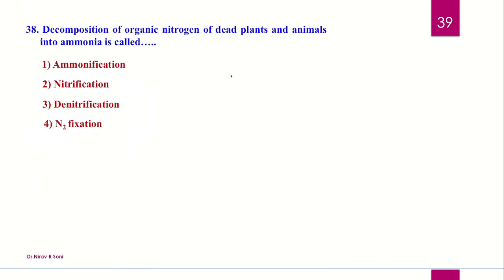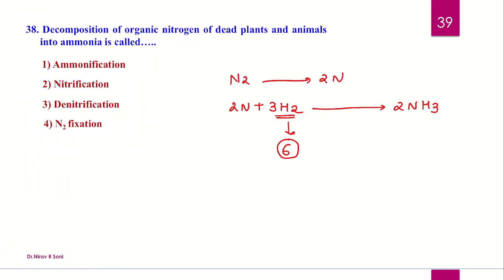How is ammonia produced? N2 gives 2N, and 2N reacts with 3 hydrogen in the presence of Pseudomonas bacteria and you will get 2 molecules of ammonia. Then how many hydrogen are required? A total of 6 hydrogen are required for the 2 molecules of ammonia. Always keep this in your mind.